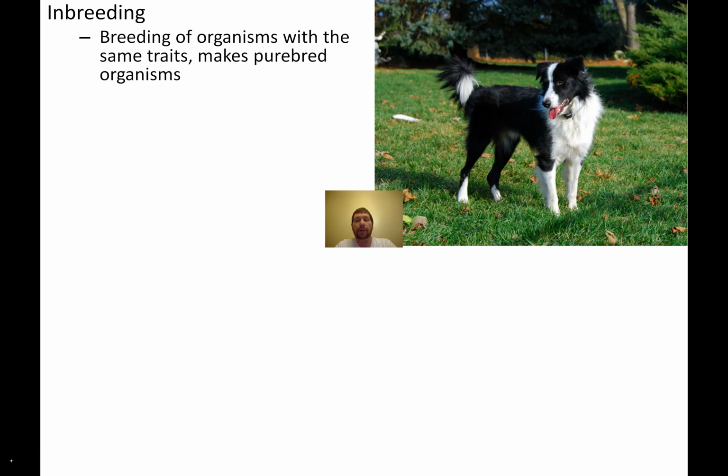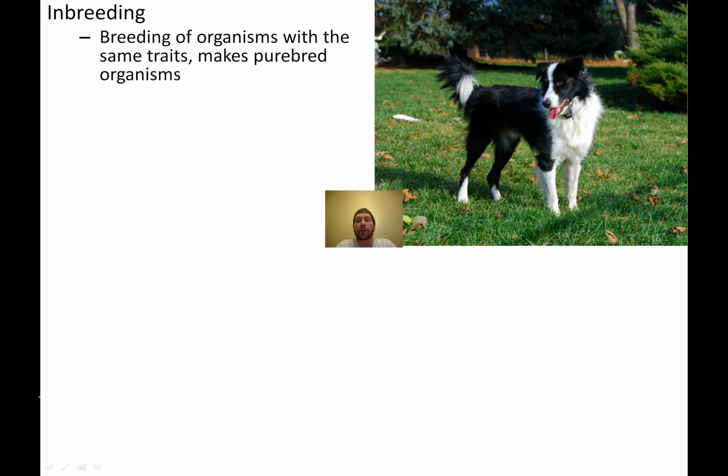Our next example of genetic engineering is going to be inbreeding. Now inbreeding is where we breed organisms together that have very similar traits or very similar characteristics, or they're the same breed. Okay, so an example here, what you're looking at, this is a purebred border collie. So what that means is both of his parents were also border collies.